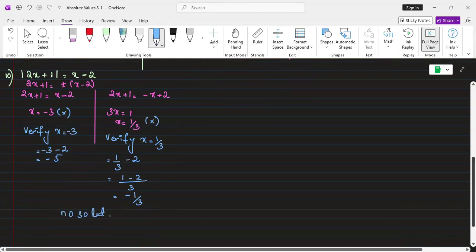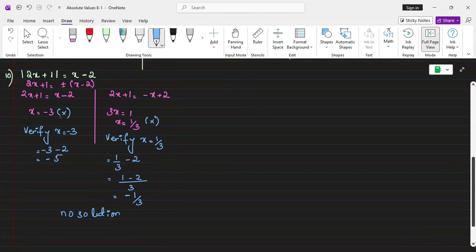On the vice versa case, if there would have been a positive answer for x is equal to minus 3 or x is equal to 1 over 3, whichever is going to give me the positive answer, that will only be considered as my solution. As in this case, both of them are giving me the negative answer, so there is no solution of this question.